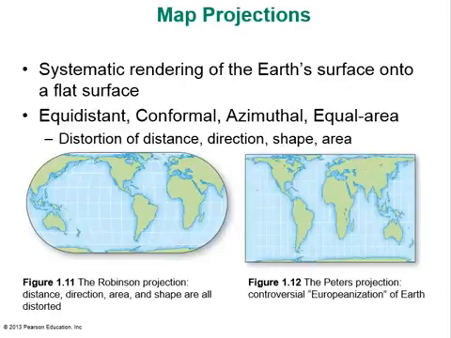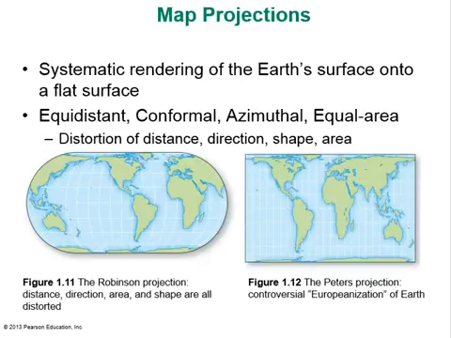So anytime we try to represent something that's three-dimensional, like Earth, which is a sphere, on something that's two-dimensional, like a flat map, we always have a hard time. Something gets compromised. Either distances or directions or areas or shapes get distorted. You can see that here with figure 1.11, the Robinson projection, and figure 1.12, the Peters projection.